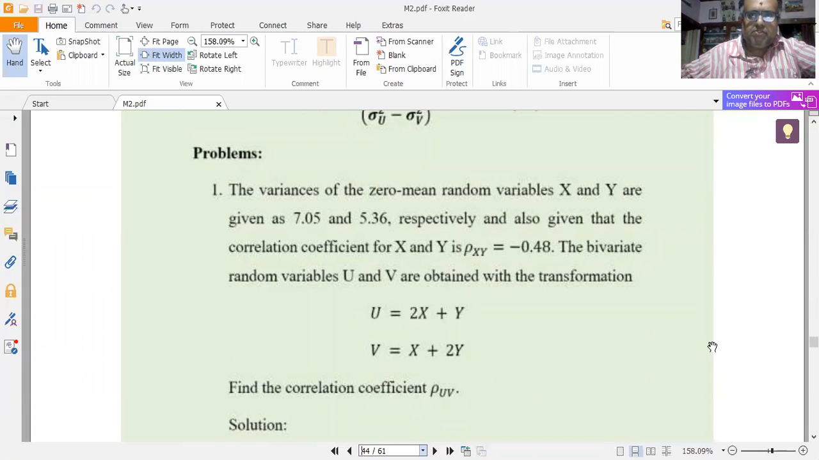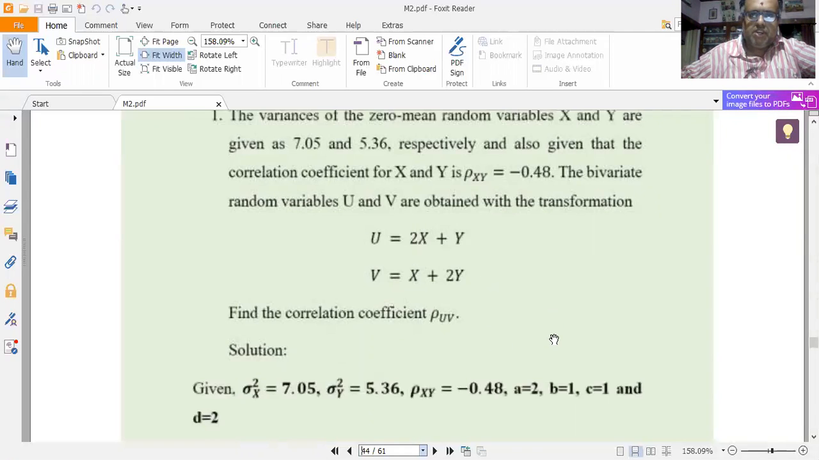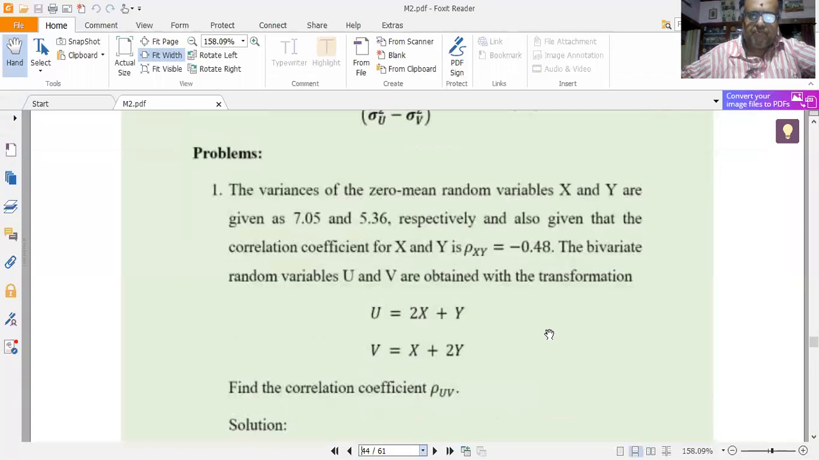The variances of the zero mean random variables capital X and capital Y are given as 7.05 and 5.36 respectively, and it is also given that the correlation coefficient for X and Y is rho xy equal to minus 0.48. The bivariate random variables capital U and V are obtained with the transformation U is equal to 2x plus y, V is equal to x plus 2y. So find the correlation coefficient rho uv.